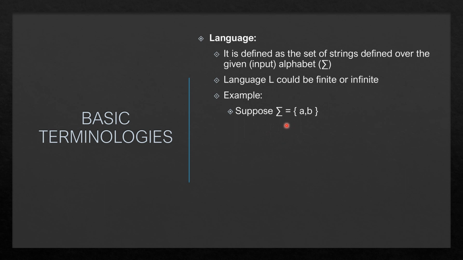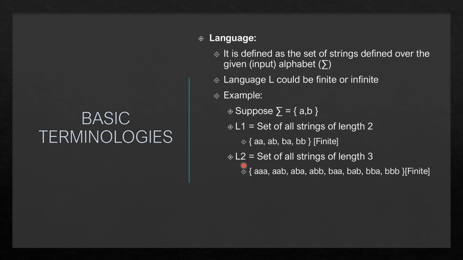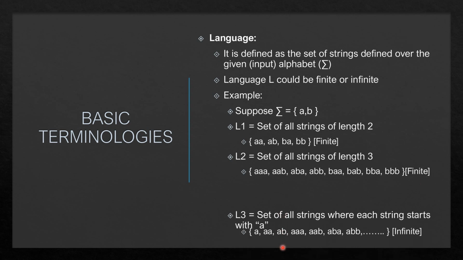Example, suppose the alphabet sigma is equal to {a, b}. If my language L1 is equal to the set of all strings of length 2, then aa, ab, ba and bb is the language that will get generated over the input {a, b}, which is a finite language. Next example, L2. Suppose L2 is equal to the set of all strings of length 3. Then aaa, aab, and the combinations of a and b in terms of length 3 will be generated as the language, and it will again be a finite language.